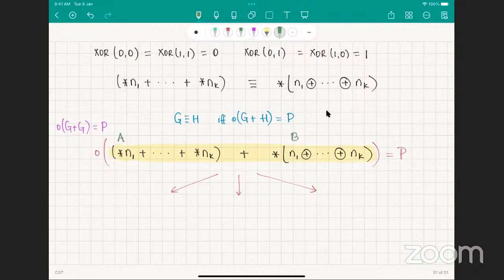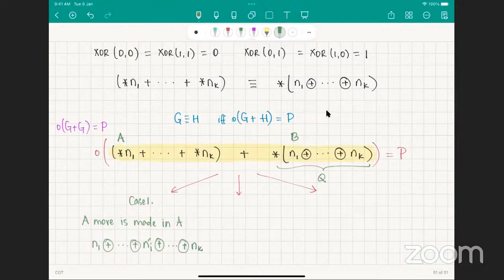So one case is that a move is made in A. And if you look at the XOR of the resulting heaps, so some Ni changed to Ni prime, and let me give this XOR a name, let me call it Q.